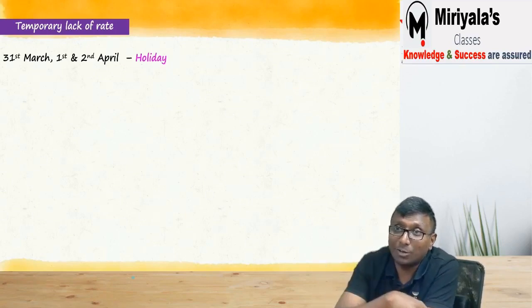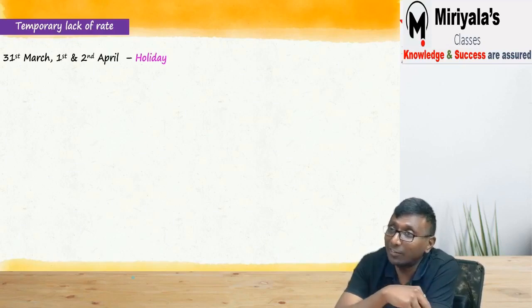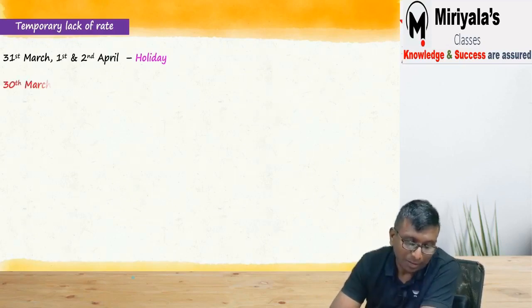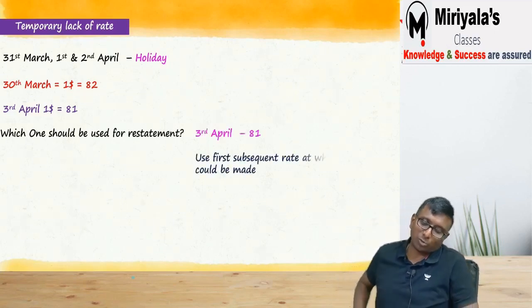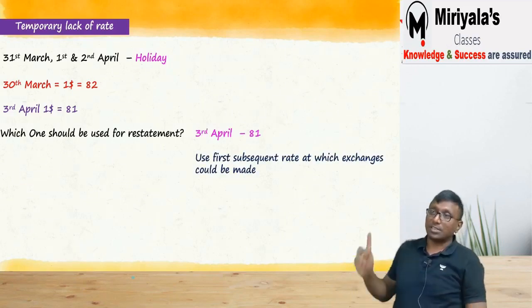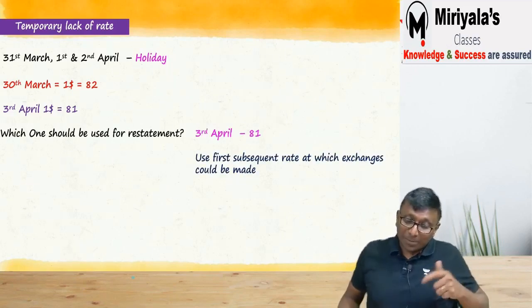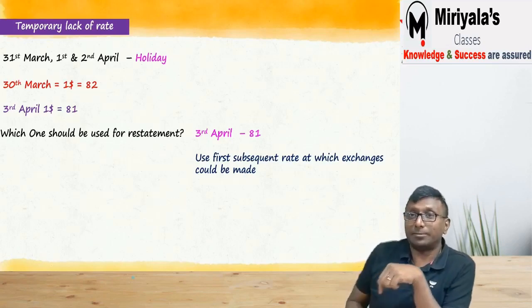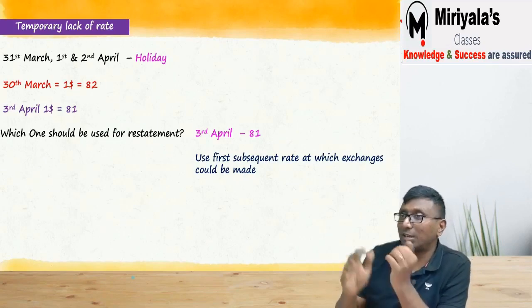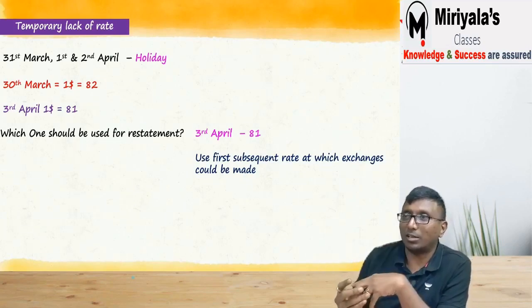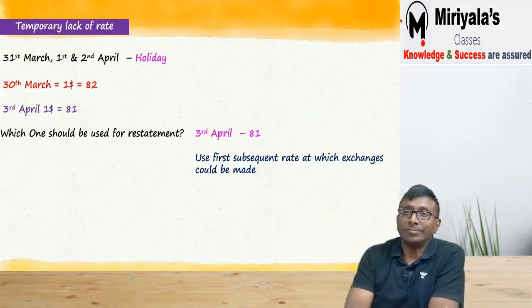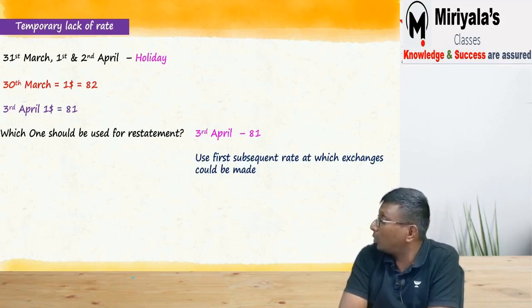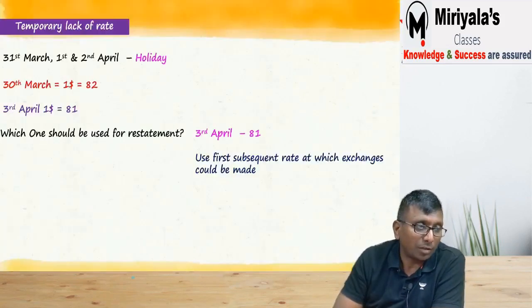Yesterday the rate was 81, and on 3rd April it became 80. Will you be able to get 81? Nobody, no banker, will give you that. Which rate am I supposed to take, my dear? You are supposed to take the 3rd April rate. This is the line given in the standard: use the first subsequent rate at which exchanges could be made. Very clear standard language. Any doubt? First subsequent date, not the past. Make a note of it.